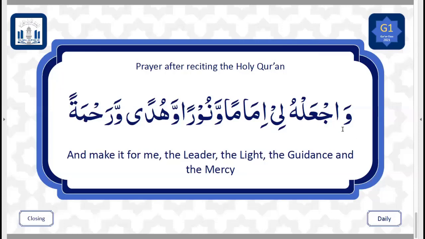Let's start with the tasmiya. A'udhu billahi minash shaitanir rajim. Bismillahir rahmanir rahim. Okay, if you could repeat after me. Waj'alhu li imaman wa nuran wa hudan wa rahmatan. Very nice. Could you read the translation for me, please? And make it for me the leader, the light, the guidance, and the mercy. Very nicely. Jazakumullah. And Allah Hafiz.